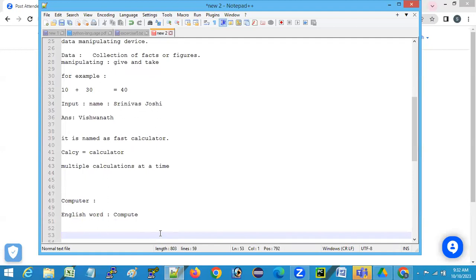It has several meanings. In that, there is one calculation also. Computer is nothing but a calculation. So this particular device will do the calculation. That's why this device is named after the word compute, called a computer.